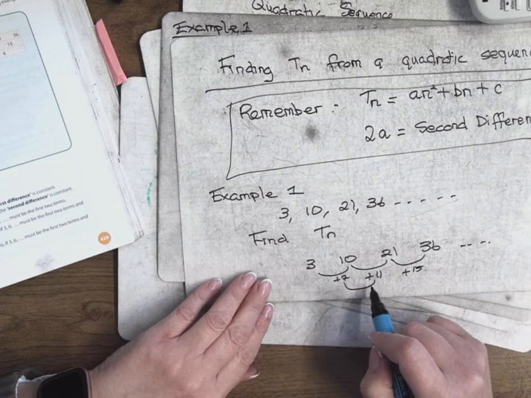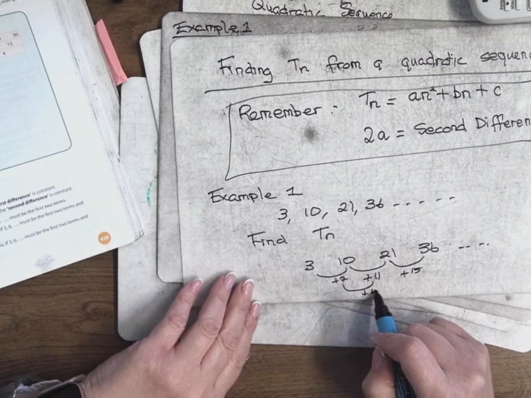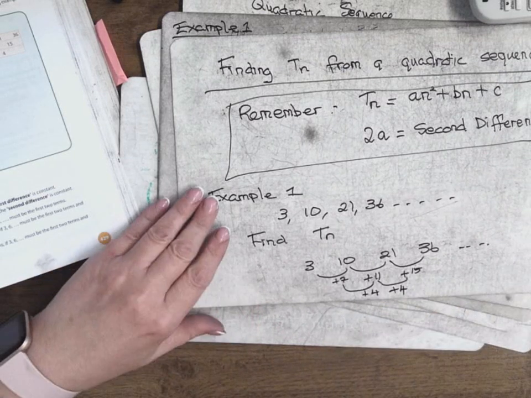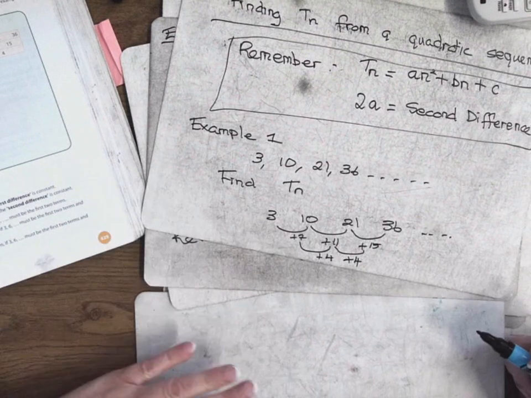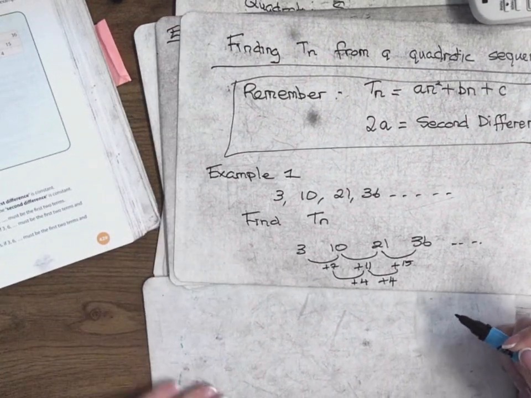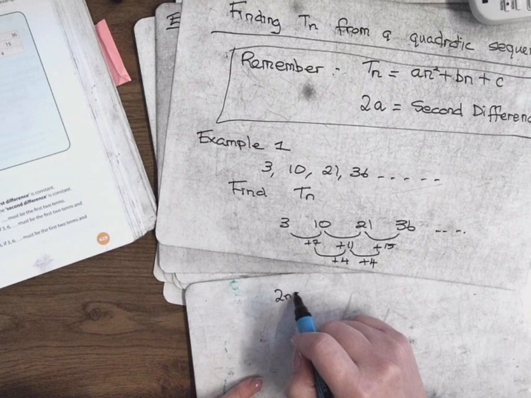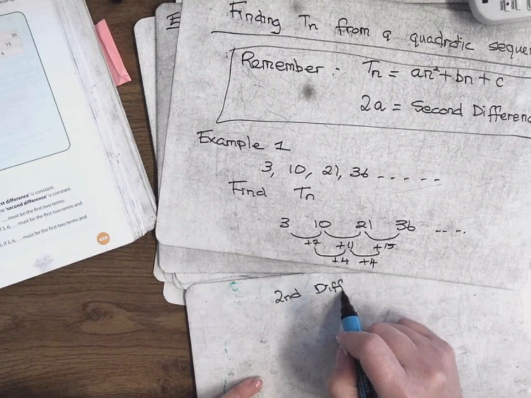So you went from 7 to 11. So how did I do that? Added 4, and then you added 4 again. Isn't that right? Okay. So what can I conclude from that? I can conclude that the second difference is equal to what? What's it equal to? 4.